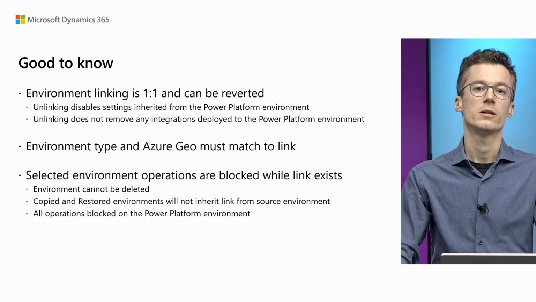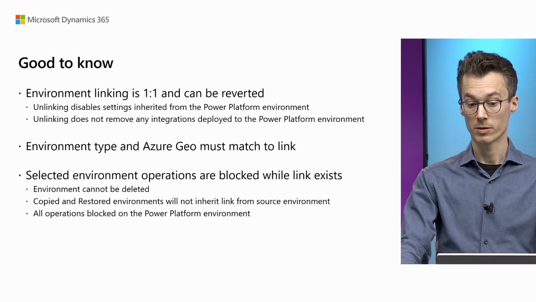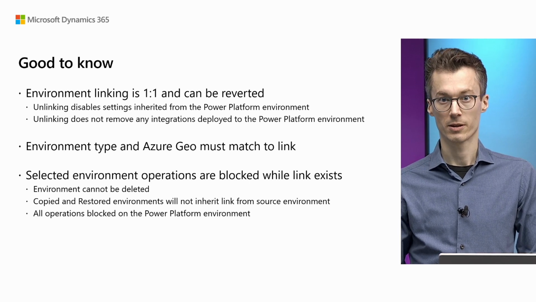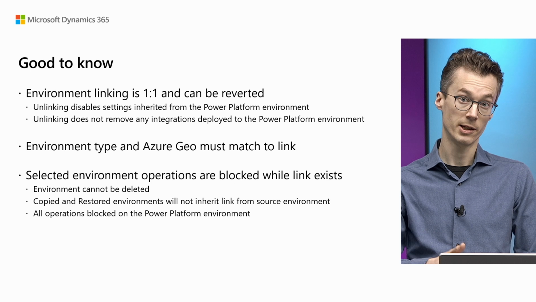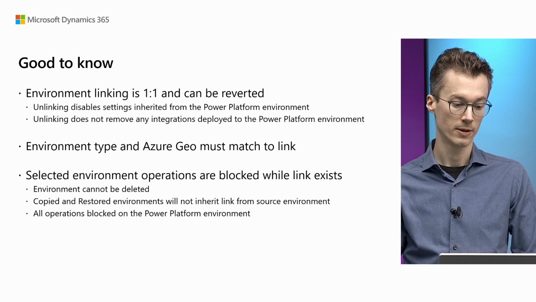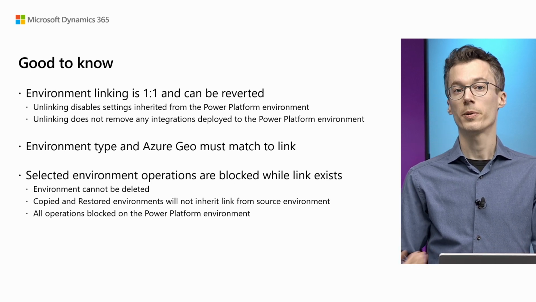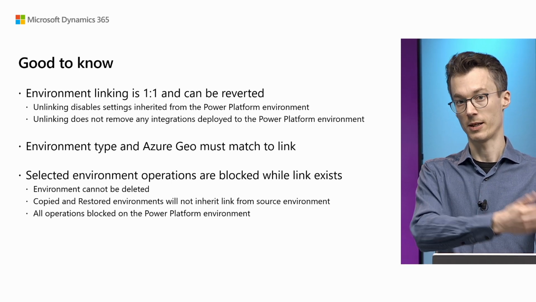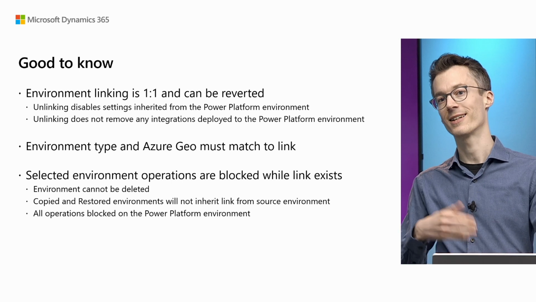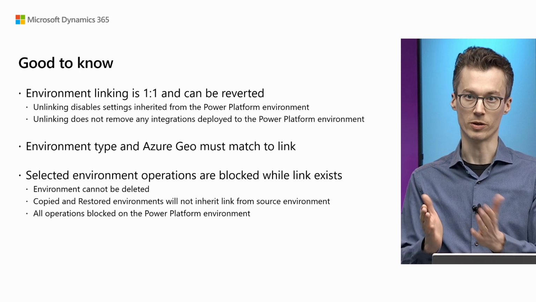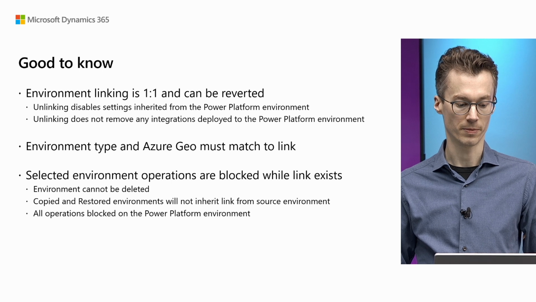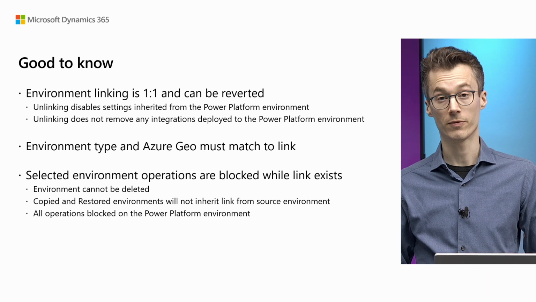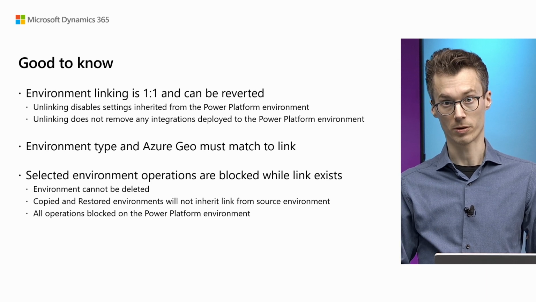Some selected environment operations are blocked while that link exists. For example, the environment cannot be deleted. So to be able to delete it, you need to unlink, and then you can proceed. If you copy or restore an environment that has a link, it will not inherit that link from the source because it's a one-on-one linking relationship. And then all operations from the Power Platform environment side are blocked.